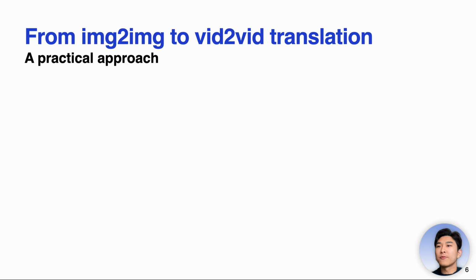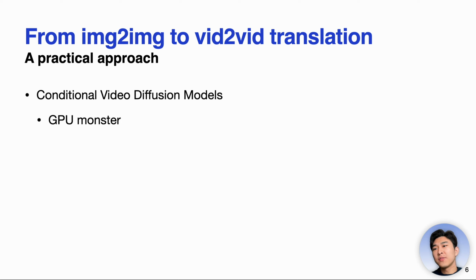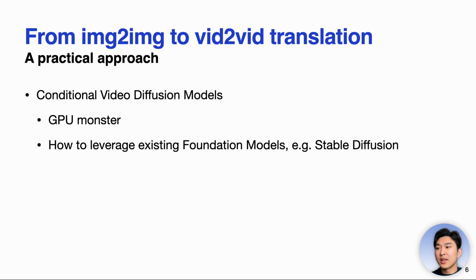Let's see what we need to move from image-to-image translation to video-to-video. We can of course train the video diffusion model if we have data. After all, videos, just like images, are just digital signals and we can model them in the same way. However, training a video model is like a GPU monster, but it shouldn't be, because there's actually a lot of redundant information in videos, and we should make use of the inherent knowledge from existing image models like Stable Diffusion. And there are of course many other approaches to this problem. However, let's just jump into our method.